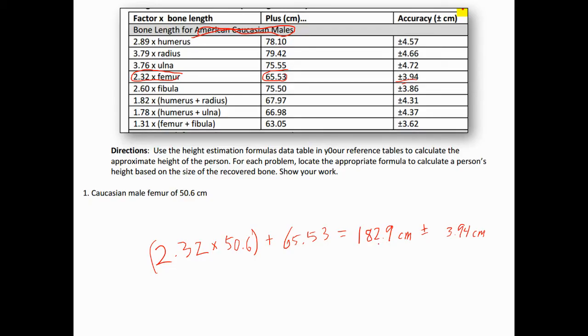could have been somewhere between 179, that's 182.9 minus 3.94, or up to 187, somewhere between 179 centimeters and 187 centimeters in height. And if you've got a few different missing persons and you want to rule some of them out, that might allow you to rule out, oh, the bone couldn't have come from this missing person because this person was 160 centimeters high when they were alive.